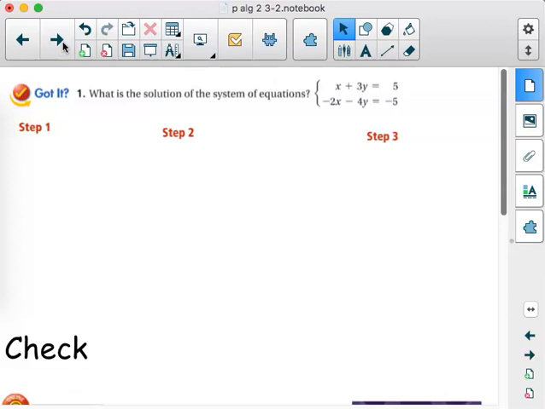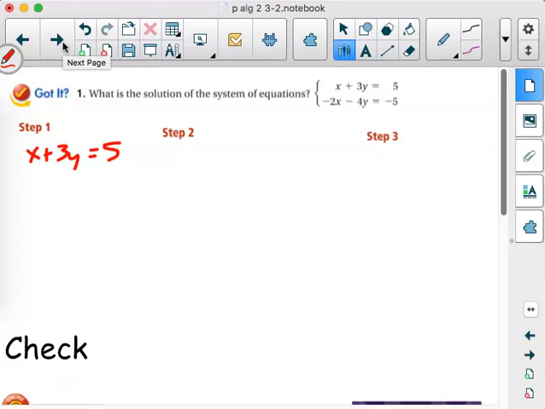Now, I want you to do the little analysis part you're going to have to do when you get to the homework here. Is this a pretty good problem for substitution? What makes it a pretty good problem for substitution? What could we get by itself really fast? Yeah, that little x up there. So step one is we took a peek at it and we saw that if we just subtract 3y from both sides, we'll have x all by itself. And it doesn't matter if you write it as 5 minus 3y or negative 3y plus 5. It makes no difference. So there's step one.